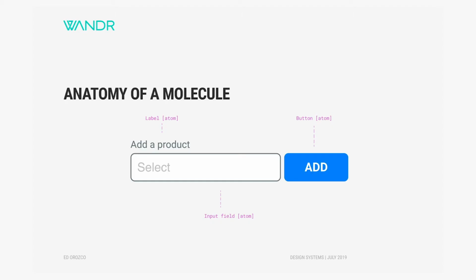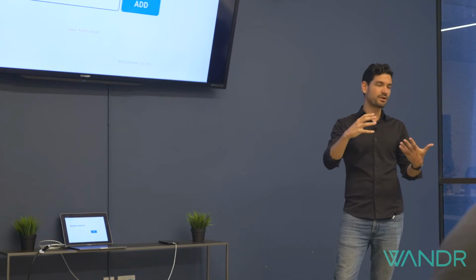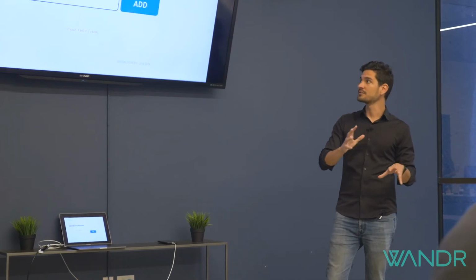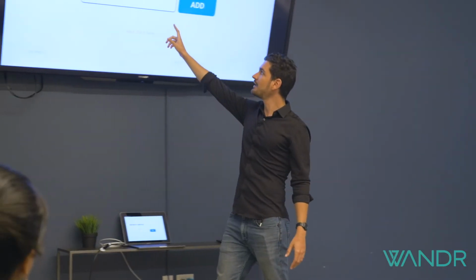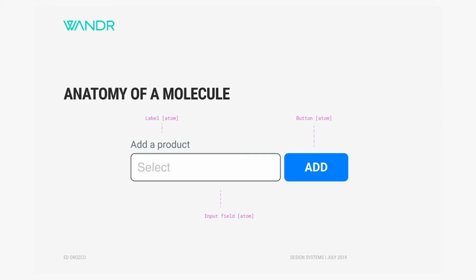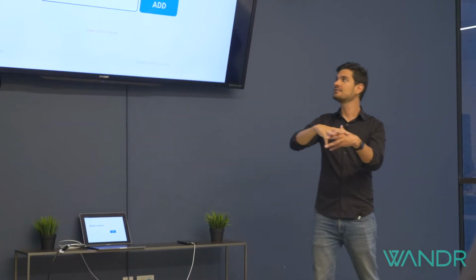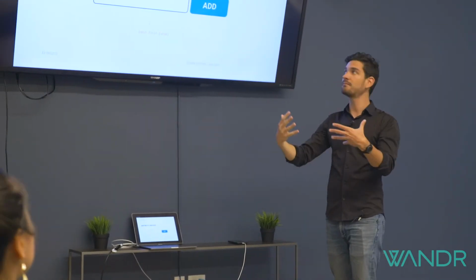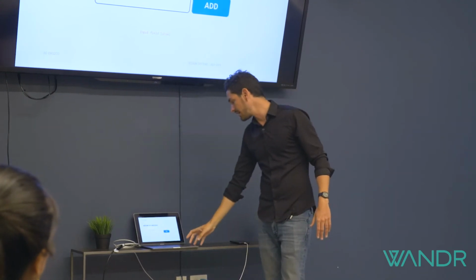But it also depends on the anatomy of a molecule. A molecule is the next step in complexity if you're going from the most simple one to the most complex one. And it comprises a combination of atoms. So in this example here, we have a label, which is an atom. It's just typography. We have the input field, which is also an atom. It's just a basic HTML tag. And you have a button, which is another atom. So when you put those three together, it creates a more complex component that is made out of simple atoms.